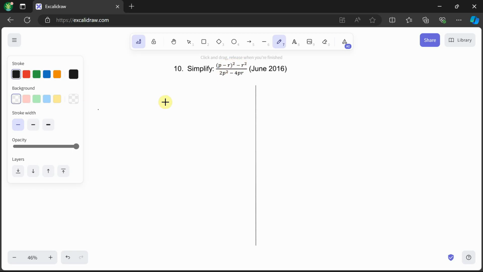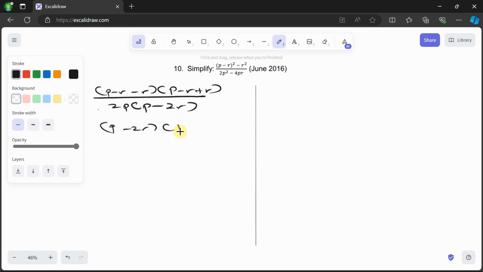So I can resolve this. I see this like saying p minus r in brackets, p minus r plus r, all over... If I want to simplify this or factor out, 2p is common here, 2p is also common, so that will be 2p open bracket. 2p squared divided by 2p will give me p, minus 4pr divided by 2p will give me 2r. So let's simplify. This will be p minus 2r, p minus r plus r will just remain p.